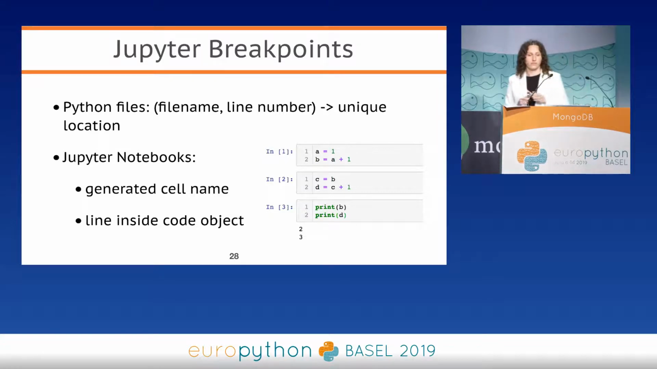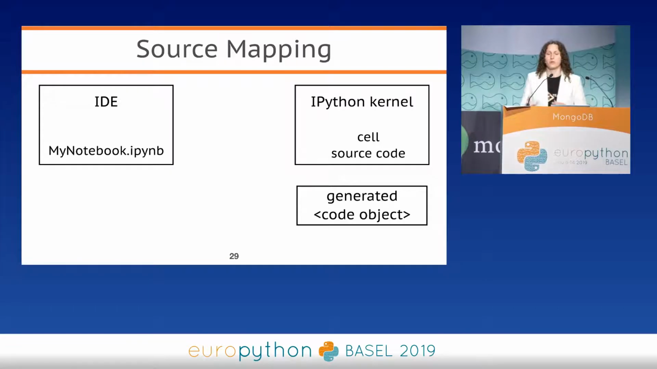But we already know that the IPython kernel generates all the necessary information during cell execution. An executed cell has a generated file name and its internal line numbers. So we can use this pair to define a unique location of our code. Great. But the problem is that this generated information is available only in the IPython kernel and not in our IDE.